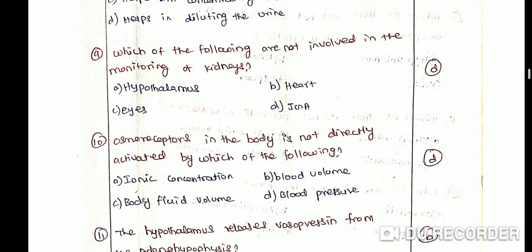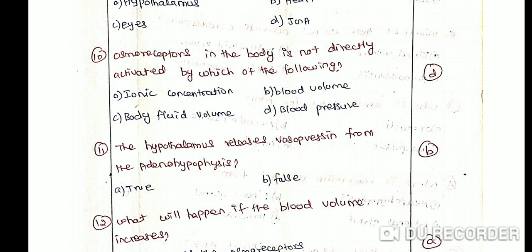Next question. Which of the following are not involved in the monitoring of kidneys? Option A hypothalamus, option B heart, option C eyes, option D JGA. The correct answer is option C eyes. Explanation. The functions of kidneys are efficiently monitored and regulated by the hormonal feedback mechanism involving the hypothalamus, JGA, and to a certain extent the heart.